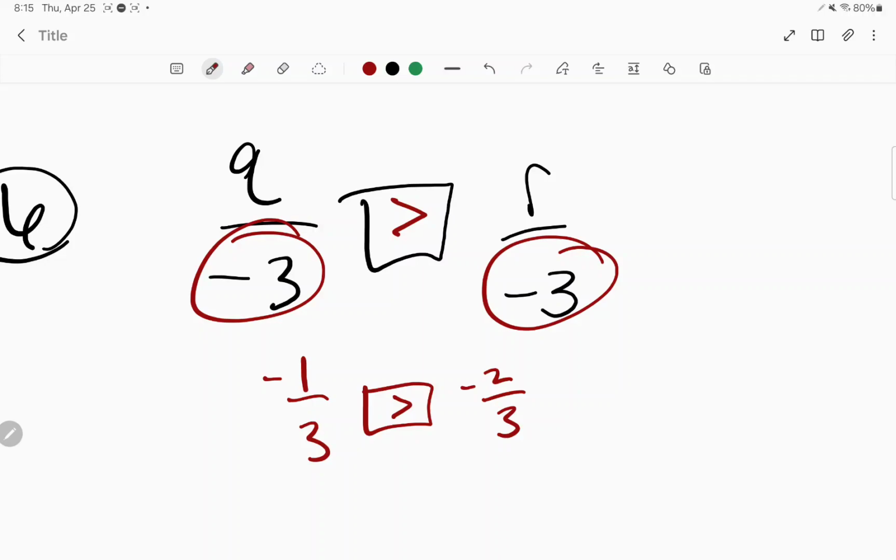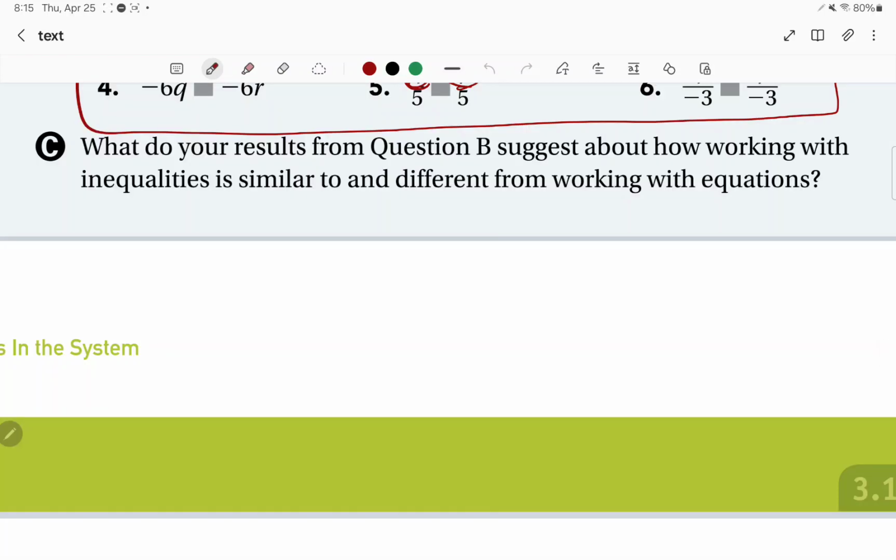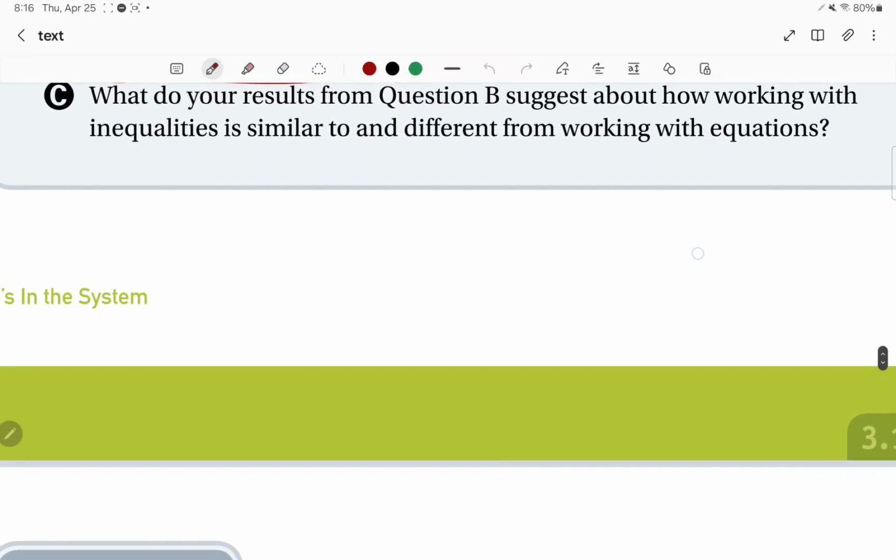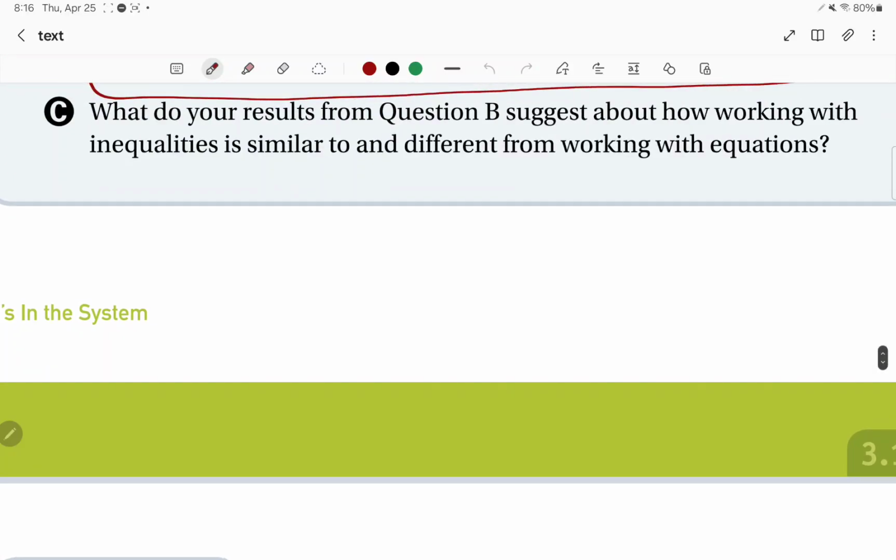So in part C, it says, what do your results from all of this work suggest about how working with inequalities is similar to and different from working with equations? So go ahead and take a minute and answer this question in your own words. In your own words, how is it different or similar to working with equations?